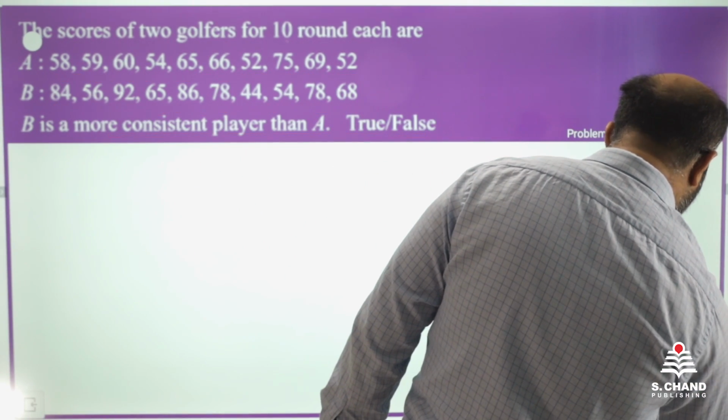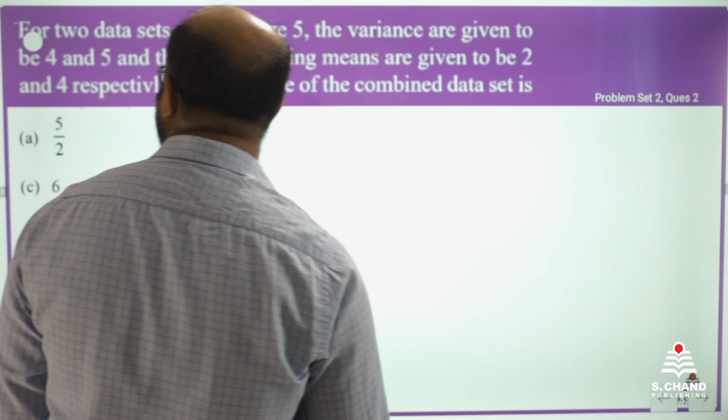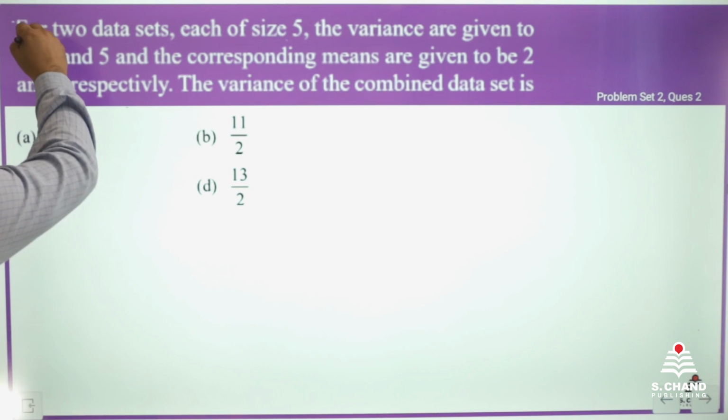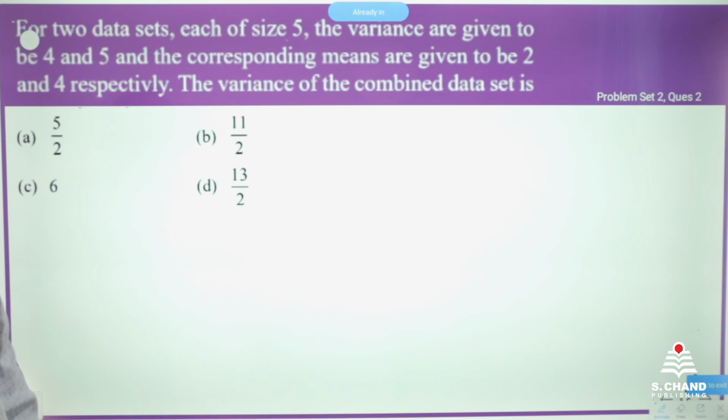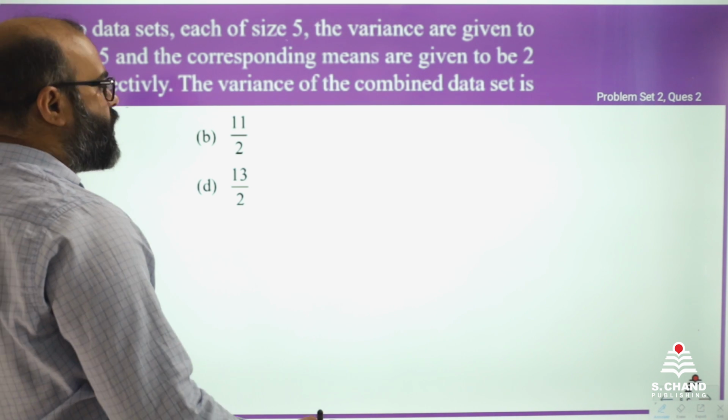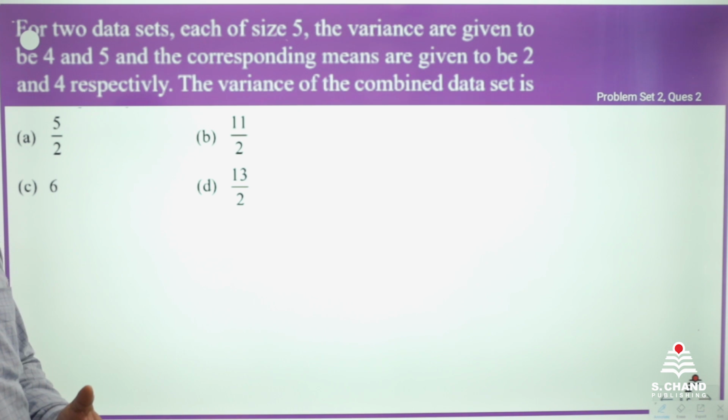This is the next question. It says, for two data sets, each of size 5, the variances are given to be 4 and 5 and the corresponding means are given to be 2 and 4 respectively. The variance of the combined data set is? So let us suppose x1, x2, x3, x4, x5 are the first data set's elements and y1, y2, y3, y4, y5 are the second data set's elements.